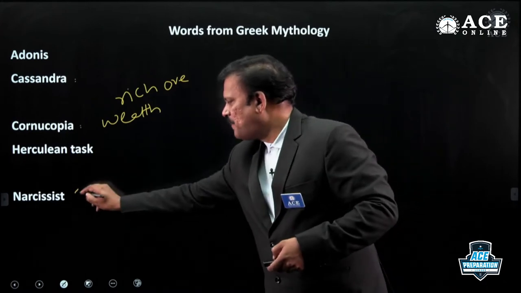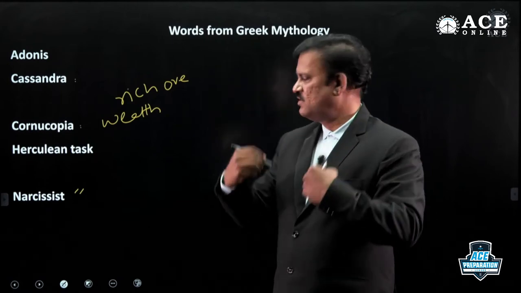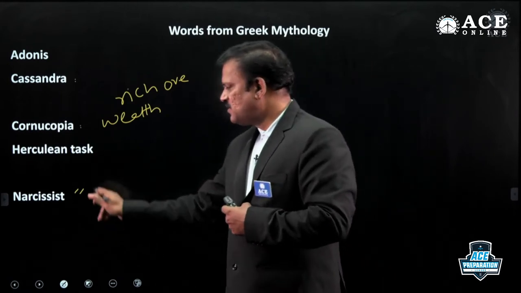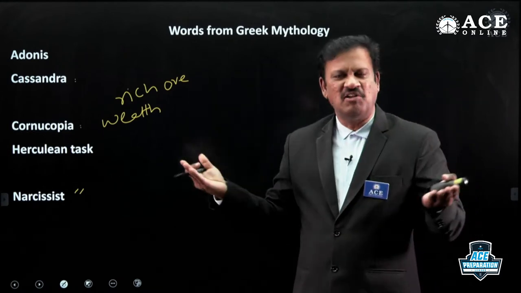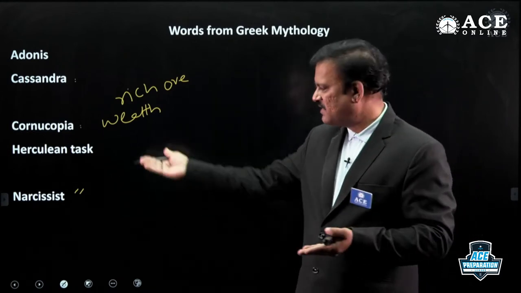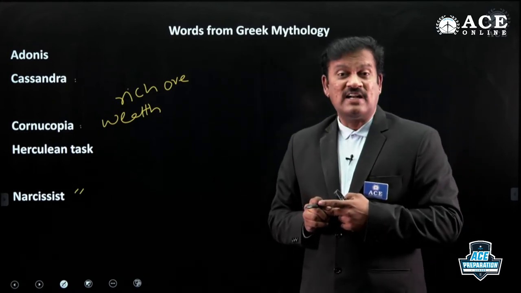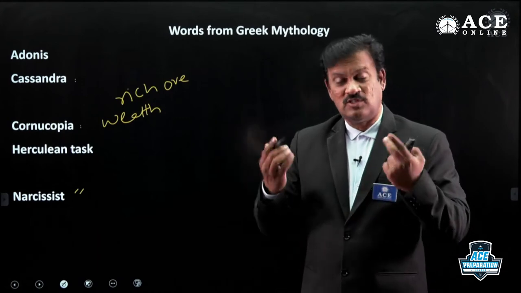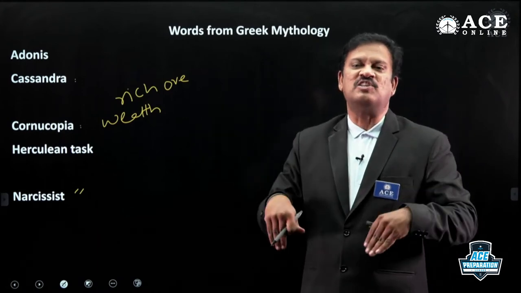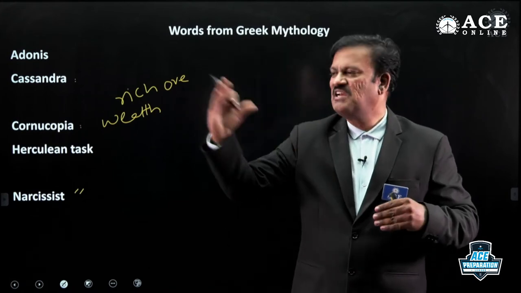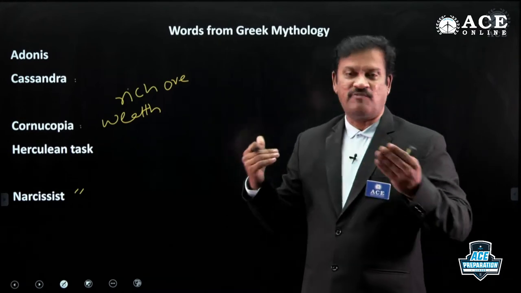Narcissist, a person who loves himself, who loves his looks, is called a narcissist. There's an interesting story behind this. Narcissus was again a Greek god. All Greek gods are supposed to be very handsome. Another handsome Greek god. So handsome, but he didn't know he was so good looking. Angels used to look at him and fall for him on the spot. He was walking on the streets and angels fell like this. Okay, but he was unaware of his looks.